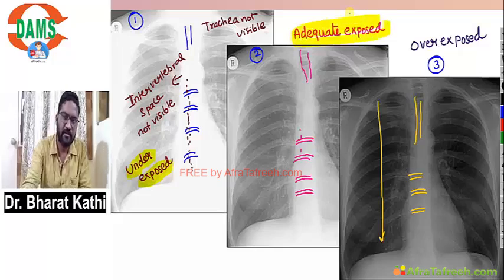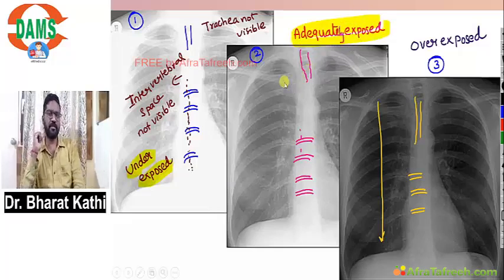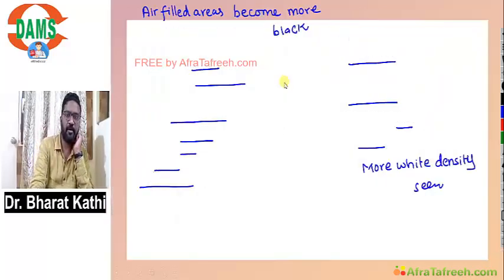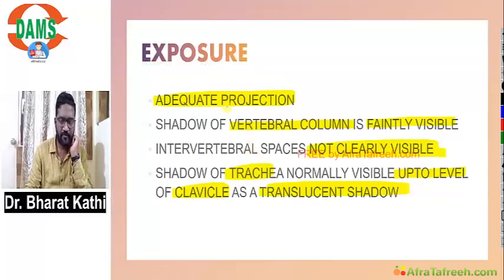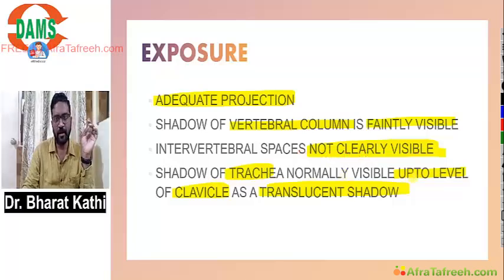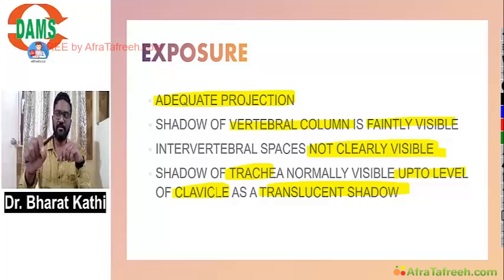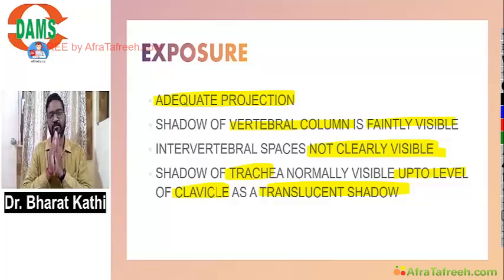adequately exposed. So if you say it is adequately exposed, he will next ask you, how do you say it is adequately exposed? These are the points to call it adequate exposure. Shadow of the vertebral column faintly visible. Intervertebral spaces also faintly visible. Shadow of the trachea normally visible up to the level of the clavicle. So just say it: Sir, I am able to see the tracheal shadow up to the clavicle, and I could see intervertebral spaces faintly visible.